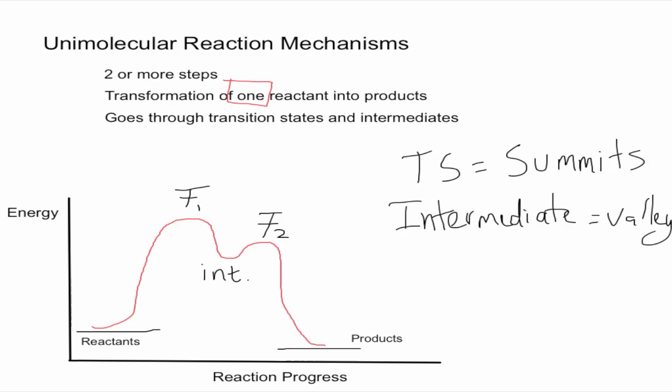So a trick to remember unimolecular mechanisms is that uni stands for one, so that will mean that this is one molecule. So you will only start with the one molecule right here. Go to transition states, intermediates, and then products. Of course, in two or more steps.